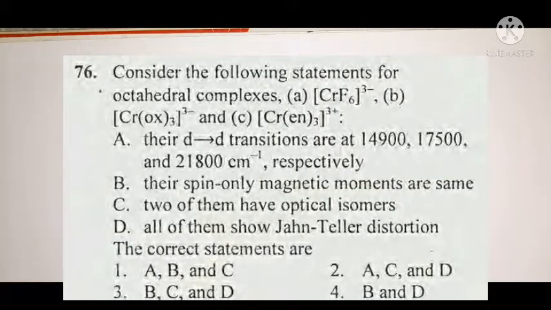Now we move towards our next question. It says, consider the following statements for octahedral complexes. We have three complexes A, B and C, and four statements, and you must find the correct statements among these four statements for these three complexes. This question is coming for 4 marks, which means it is also related to your part C. Understand? Okay friends, so let's do the solution of this question.